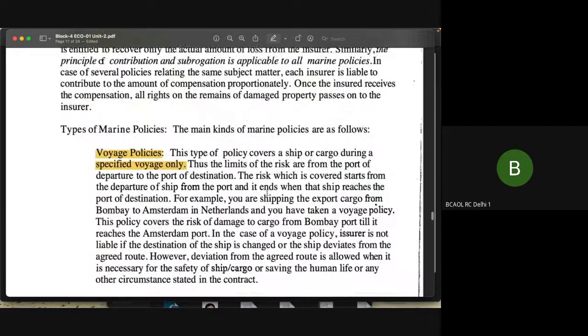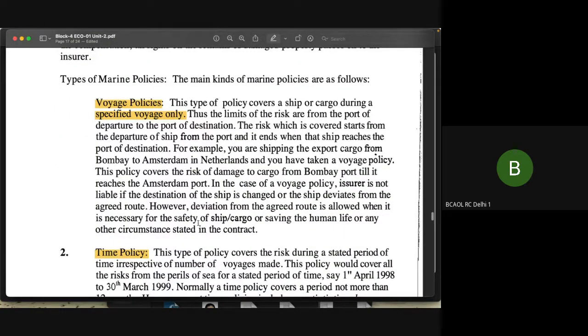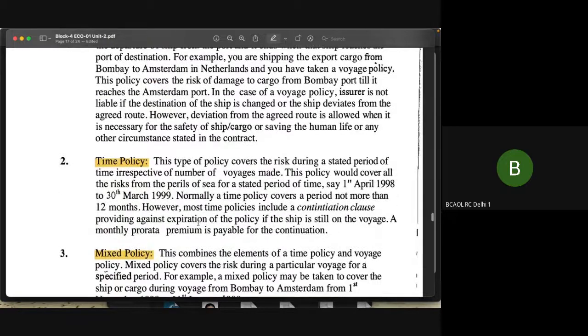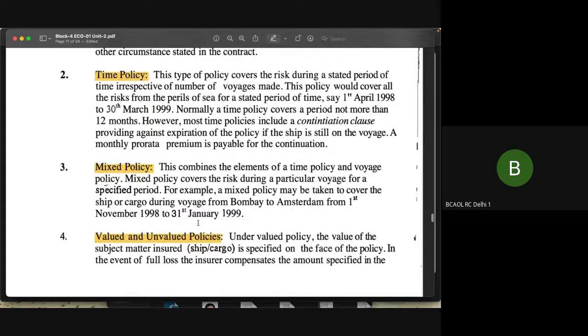मरीन इंश्योरेंस के टाइप्स हैं. वॉयज पॉलिसी, लाइक एक पॉलिसी, एक वॉयज, एक जर्नी के लिए आपने पॉलिसी निकाली है. टाइम पॉलिसी में आपने बोला कि अरे मेरे तो हर दिन कॉन्ट्रैक्ट होते रहते हैं, लेट मी टेक आउट अ पॉलिसी फॉर 5 years 10 years. So that is a time bound policy. मिक्स्ड पॉलिसी रहेगी कि आप वॉयज भी कर रहे हो, लाइक टाइम पॉलिसी एंड वॉयज पॉलिसी का मिक्सचर रहेगा. लाइक से ड्यूरिंग अ सर्टेन पीरियड ऑफ टाइम, से 5 years के अंदर वन जर्नी और 2 जर्नी, लाइक दैट.